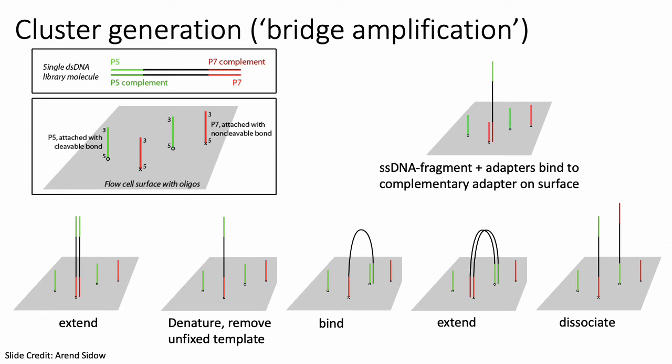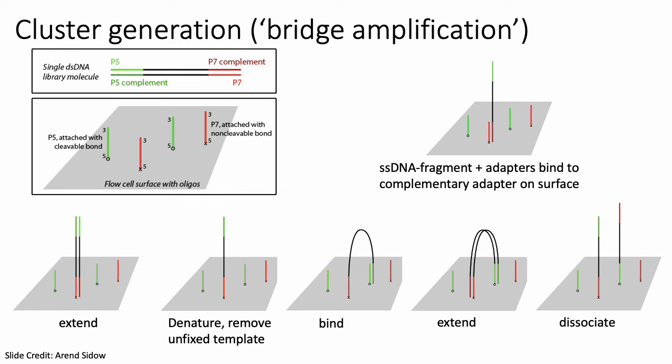And so this slide is here just to show you in slightly more detail what bridge amplification involves. Again, you start out with your double-stranded genomic fragment with the P5 and P7 adapters attached to the end of it. Because it's double-stranded, there's a P5 and P5 complement as well as a P7 and P7 complement. On the other hand, on the surface of your flow cell, you have both the P5 and the P7 primers attached to the surface.